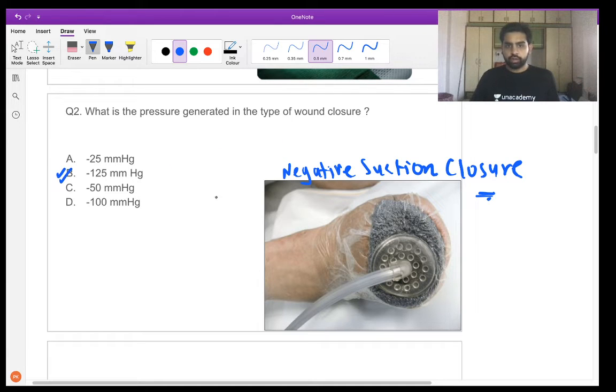What I was trying to ask you is, what negative pressure is being generated here? The negative pressure generated in this is minus 125 mm of Hg. Please understand this. So what happens? You create a negative pressure. So what does this negative pressure do?